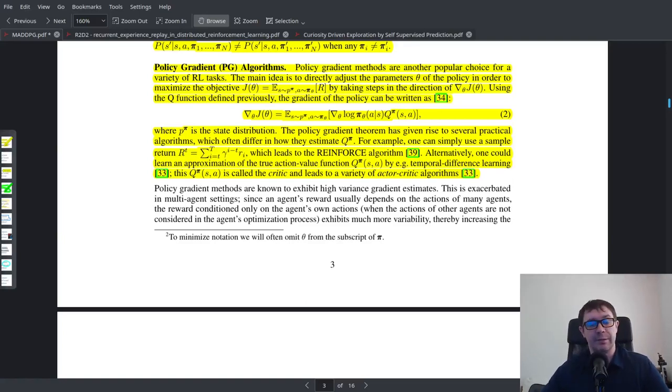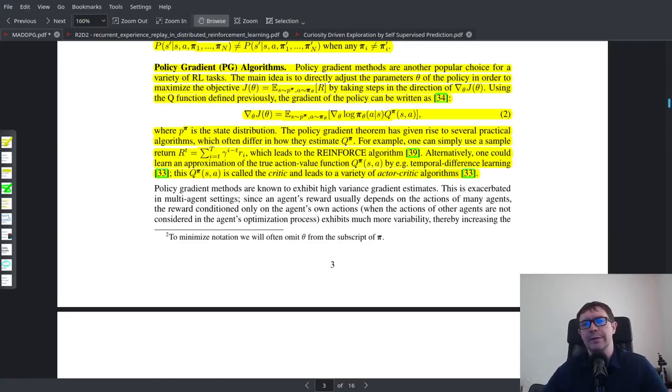Now, alternatively, the fancier approach is to use a deep neural network to approximate Q. So you're kind of getting the best of policy gradients as well as Q learning. In this case, we call that the critic because it criticizes the values, the actions the agent took given some state. And this approach to policy gradient reinforcement learning is broadly called actor-critic methods.